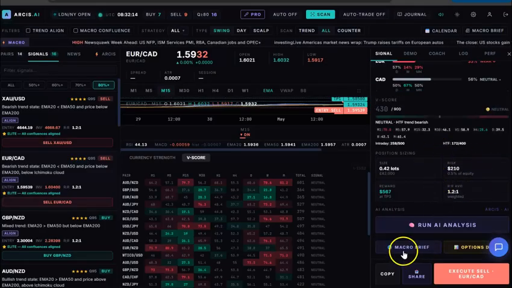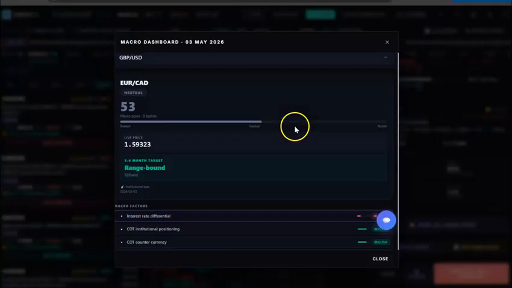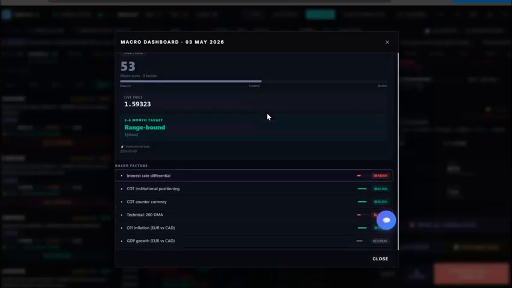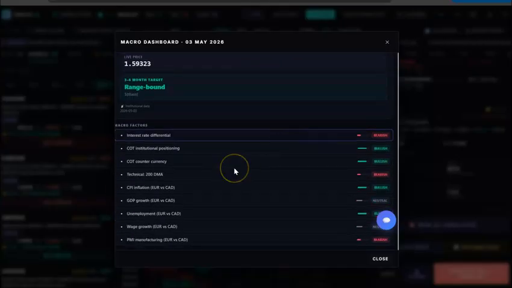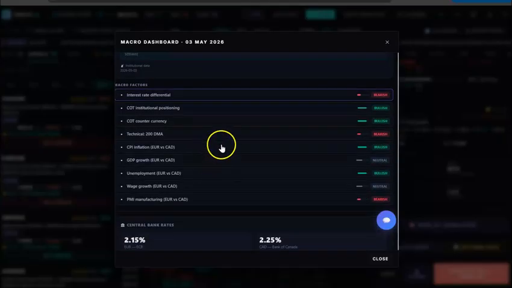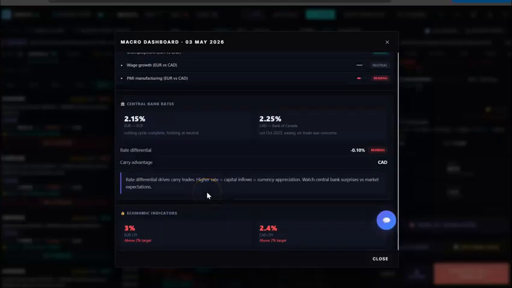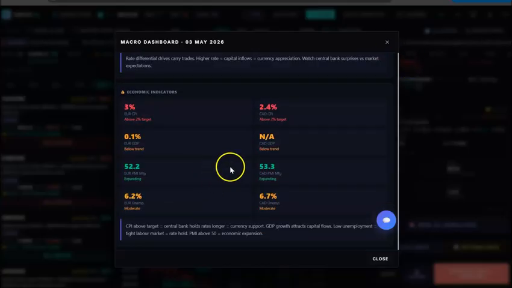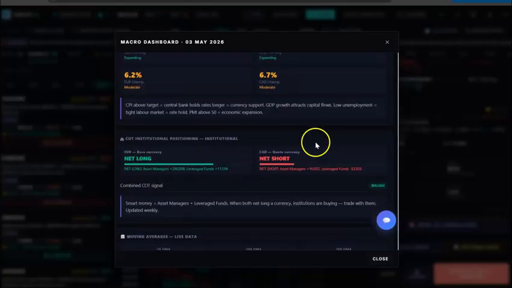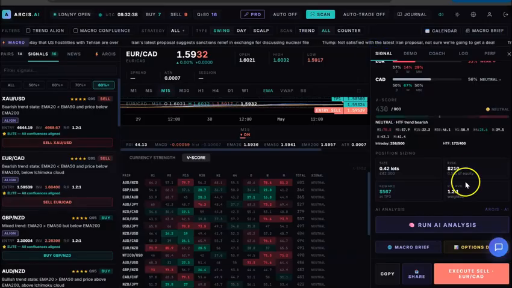Down here, if you're swing trading, you can have a quick look at the macro dashboard. See just the fundamentals, which is COT positioning. It updates that every Friday evening when they are released. So that auto updates every Friday for the COT positioning in here, and just tells you where the smart money is on each currency pair.